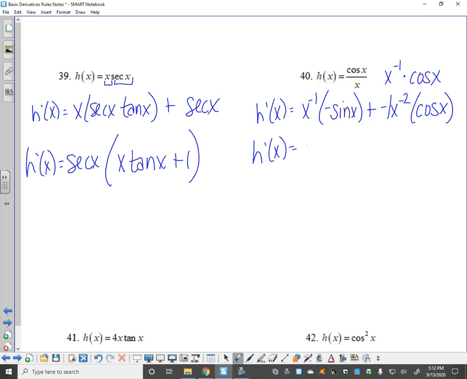I'm going to clean it up. I got negative sine x over x minus cosine x over x squared. Could get a common denominator because that would be easy just to give the sine an x and put it all over an x squared, but not necessary. But again, if you were going to do that, that would just be x sine x. There you go.